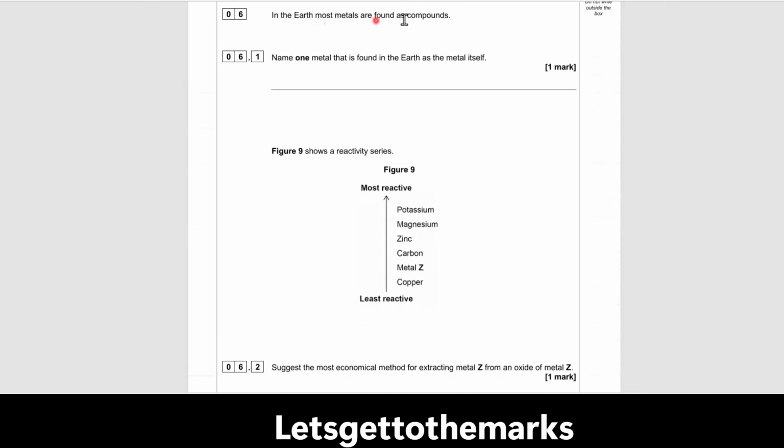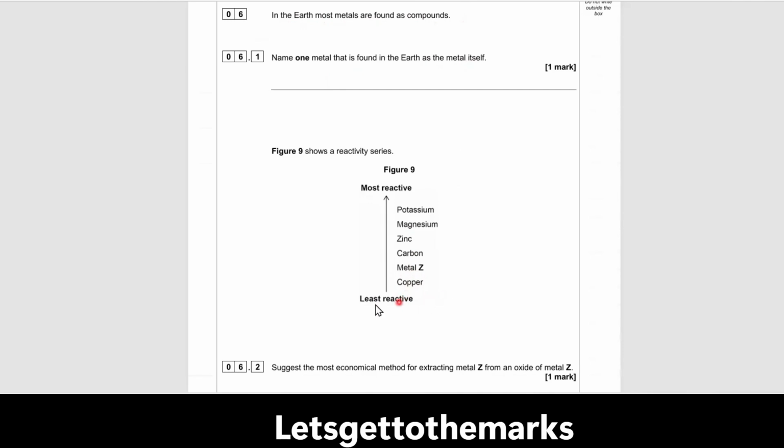In the earth, most metals are found as compounds. Name one metal in the earth that's found as a metal itself. So if you went back in time in a time machine 2,000 years ago, you went walking around the UK, looking through the ground, looking along riverbanks, what metal would just be lying there, shining out at you? Now they show us most reactive to least reactive, and it's not copper. Copper we had to extract. I think it was from chalcopyrite, or I can't remember what copper came from, but some rock.